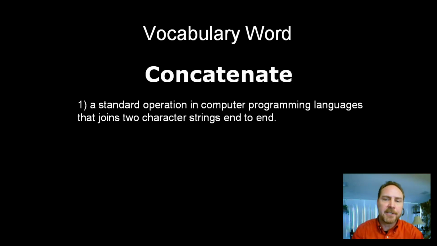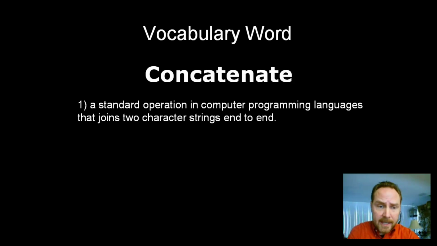Now let's give you the definition. Concatenate is defined as a standard operation in computer programming languages that joins two character strings end to end. Okay, that's the definition. Now, I might give you a quiz sometime, and it might be a fill-in-the-blank question that I present to you that has this definition listed on it. And in the blank, I'll expect you to be able to write the word concatenate.